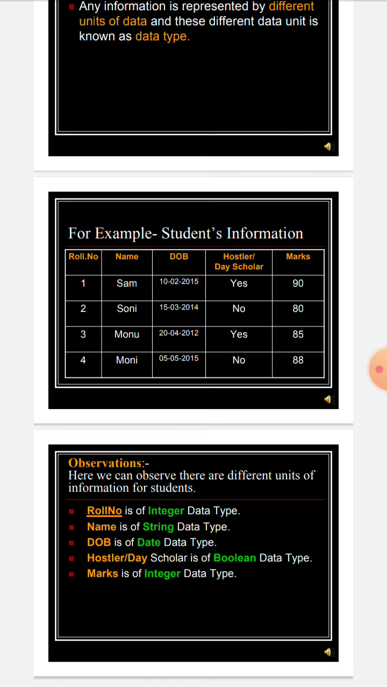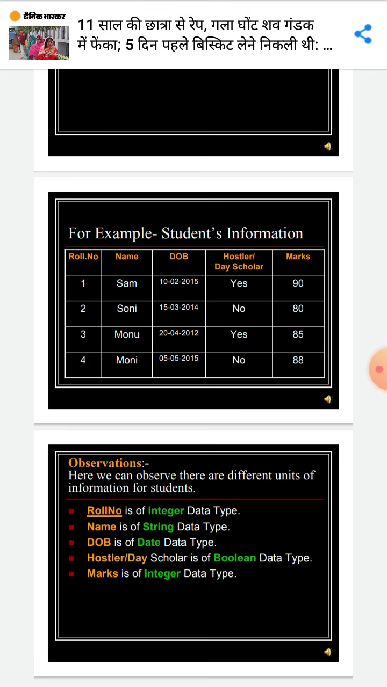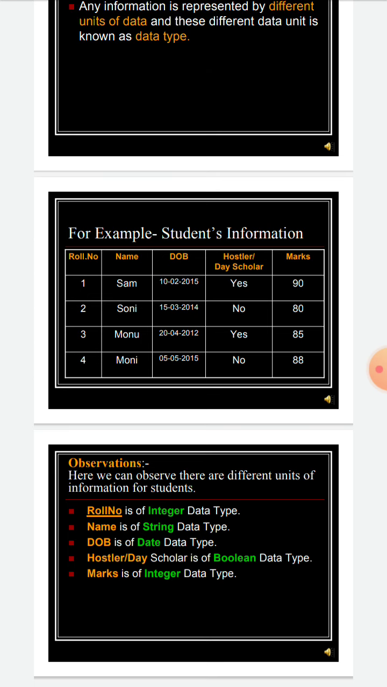Like roll number is of integer data type, it is going to hold values like numbers. Roll number 1 is a number, roll number 2 is a number, roll number 3 is a number, roll number 4 is a number. So roll number is of integer data type. And next, name is of string data type. String means a group of characters, a group of alphabets. So Sam, Sony, Monu, and Moni. So these are groups of characters, and these names are of string data type.